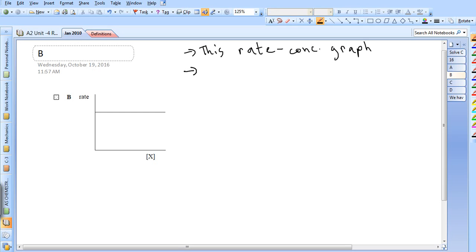So what will this graph give? Let us see. You can see that the line is horizontal over here. So what does this imply? This implies that the gradient is 0.